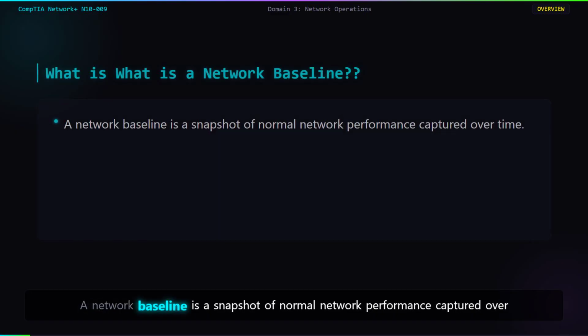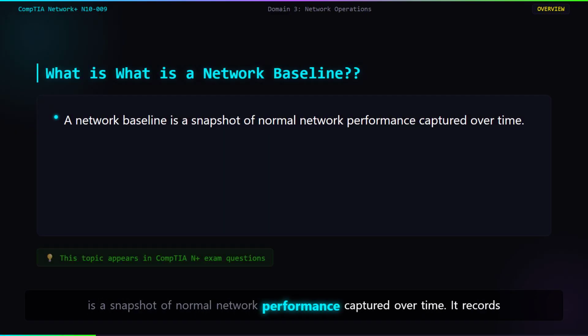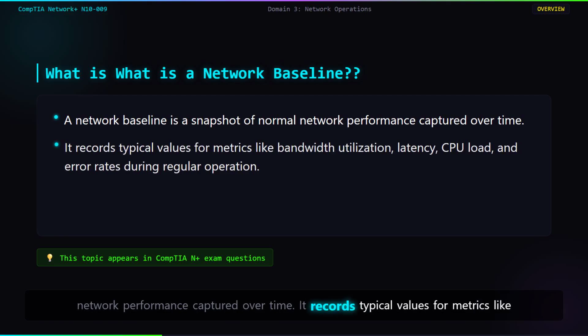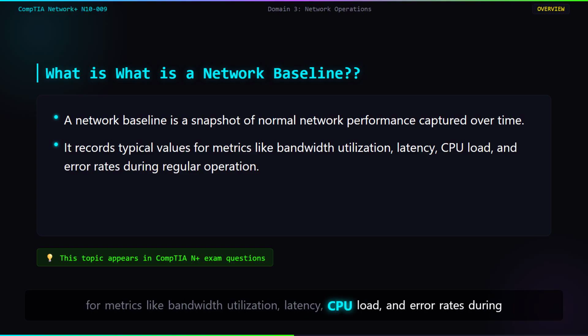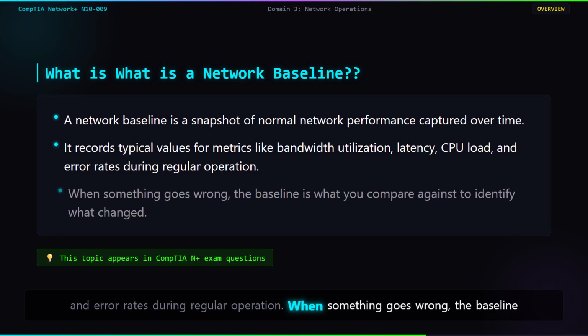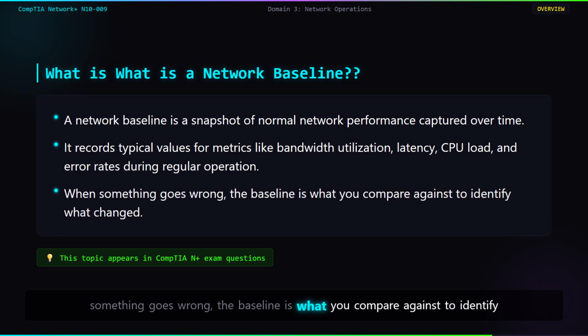A network baseline is a snapshot of normal network performance captured over time. It records typical values for metrics like bandwidth utilization, latency, CPU load, and error rates during regular operation. When something goes wrong, the baseline is what you compare against to identify what changed.